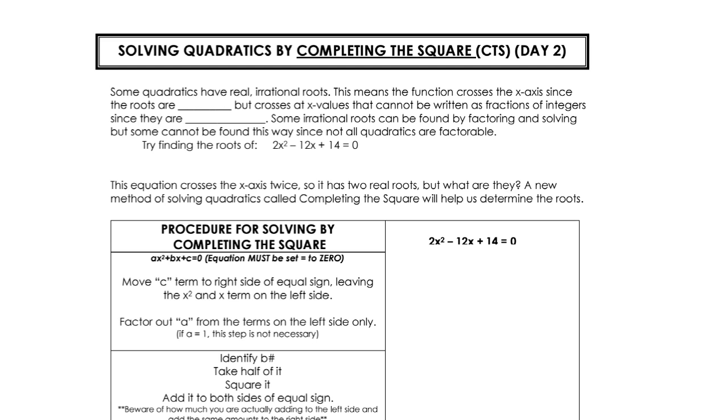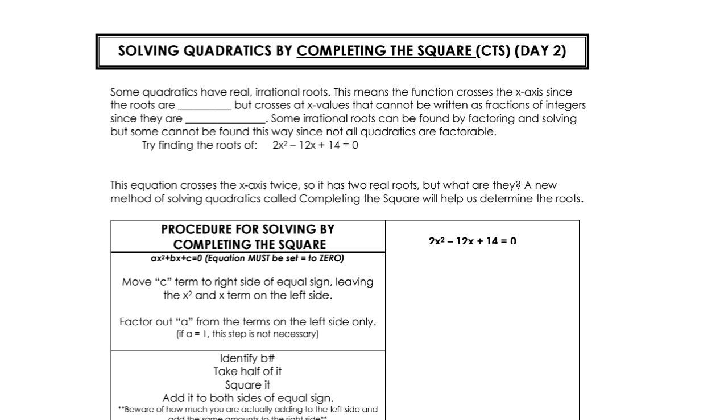All right, guys, we're on day 2 notes of Unit 8, and we're going to talk about completing the square. This is another method to find the roots or the zeros or the x-intercepts if you cannot factor the equation that you're given. It says some quadratics have real irrational roots. This means that the function crosses the x-axis at the roots.